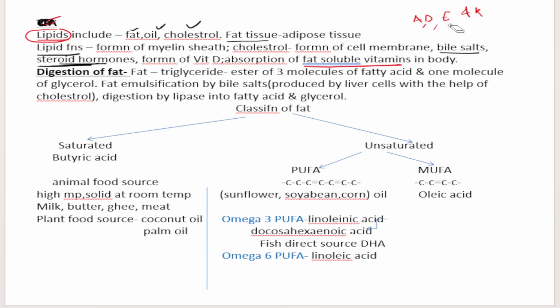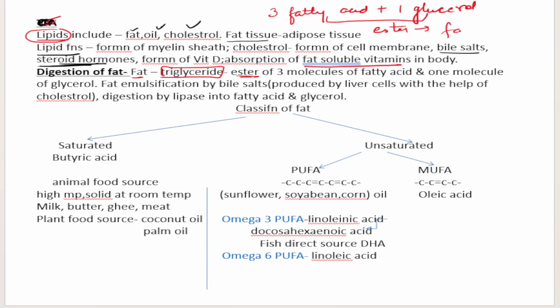Now about digestion of fat. What is fat? Fat is a triglyceride. It is an ester of 3 molecules of fatty acid and 1 molecule of glycerol. When these combine, they form an ester, which is the fat. Fat is emulsified or broken down with the help of bile salts.